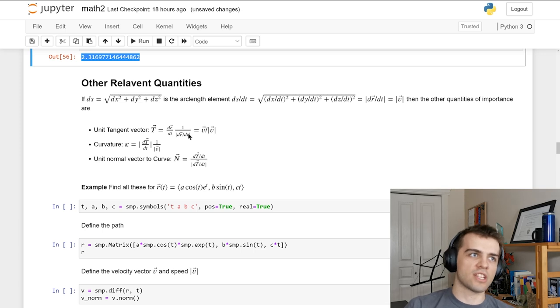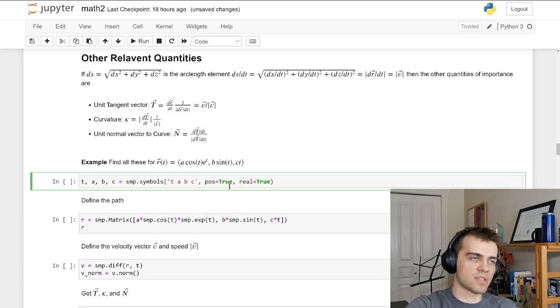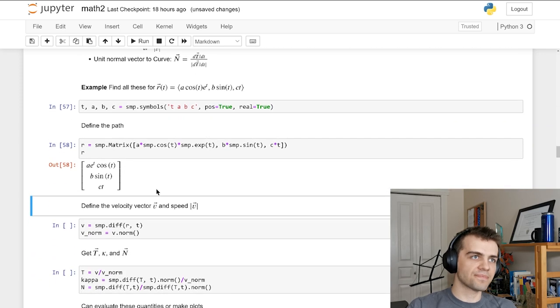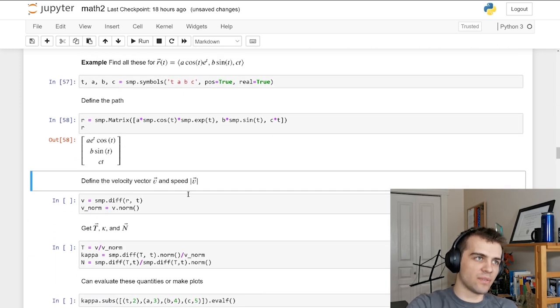And so I'll just do a quick example of finding all of these. So I'll just define some symbols here that I might use. So for example, suppose this is my r of t. In order to get T, I need the velocity vector.